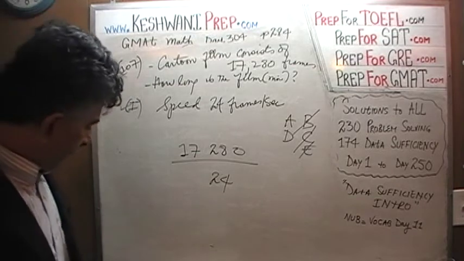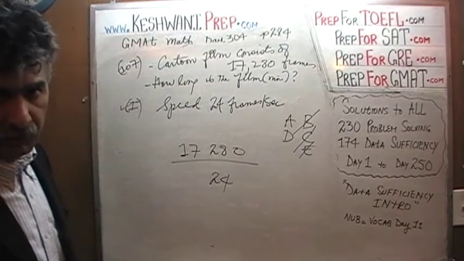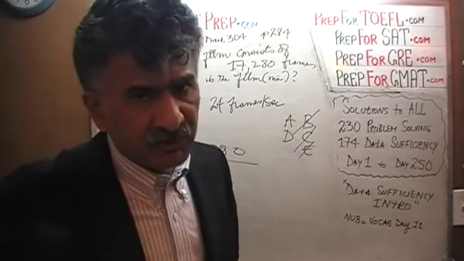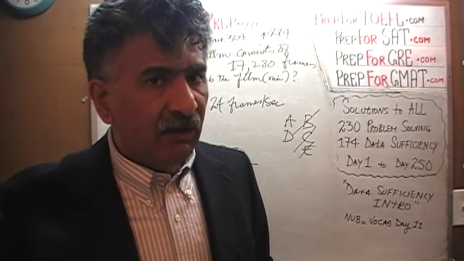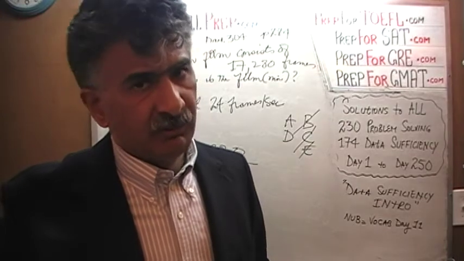But how do we know? How do we know if a number is divisible by 4? Do you know how to figure out if the number is divisible by 4? A number is divisible by 4 if the last two digits of the number are divisible by 4.